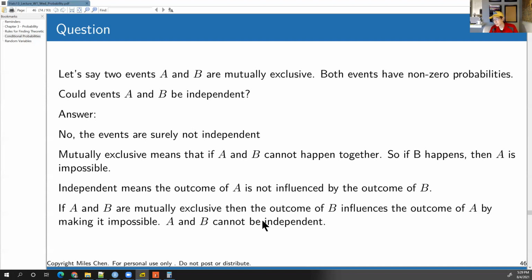Whereas independent means that the outcome of A is not influenced by the outcome of B, that whether B has happened or not has no influence on whether A is going to happen. But that's not the case here. If A and B are mutually exclusive, as soon as B happens, then A becomes impossible, or if A happens, then B becomes impossible. And therefore, if A and B are mutually exclusive, they cannot at the same time be independent. I hope that makes sense.